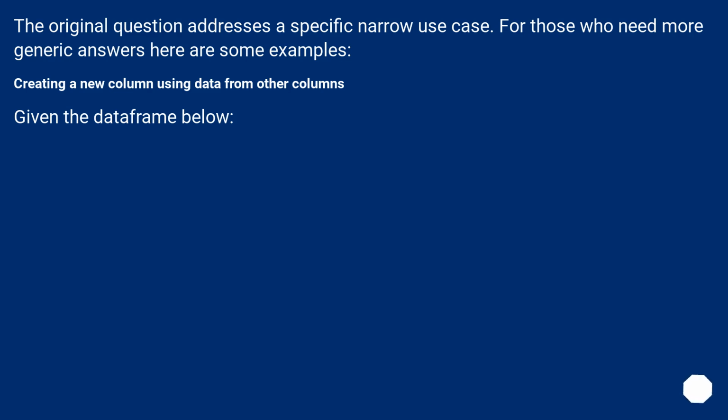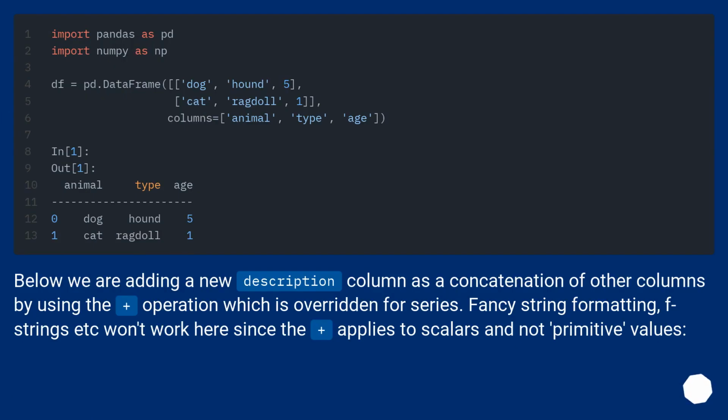The original question addresses a specific narrow use case. For those who need more generic answers, here are some examples. Creating a new column using data from other columns. Given the data frame below. Below we are adding a new description column as a concatenation of other columns by using the plus operation, which is overridden for series.